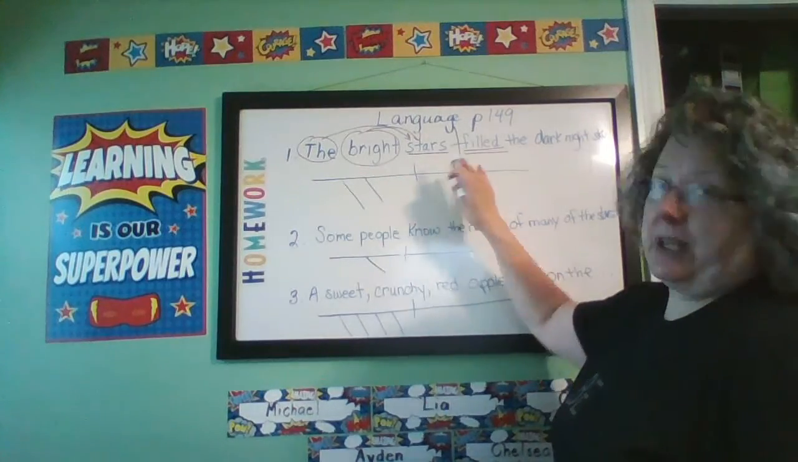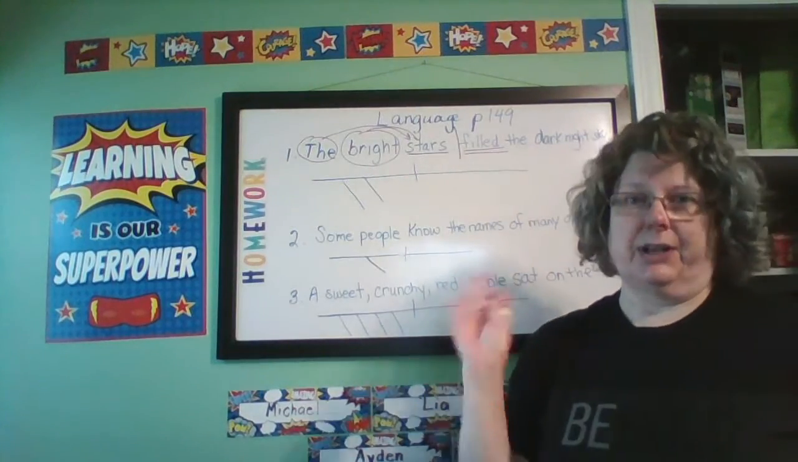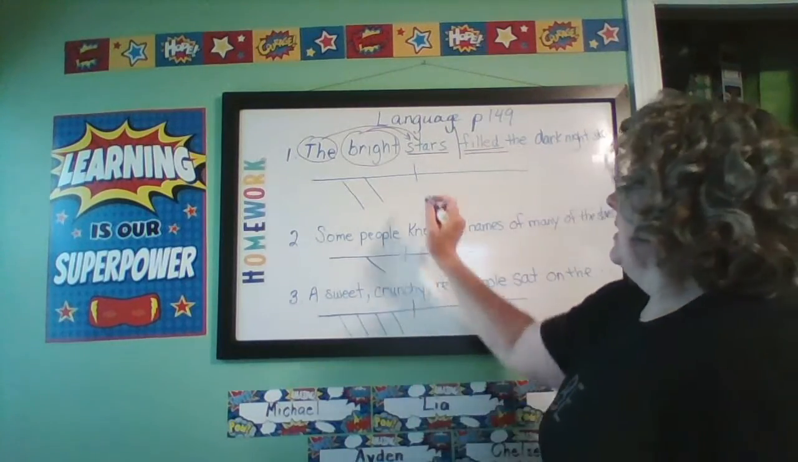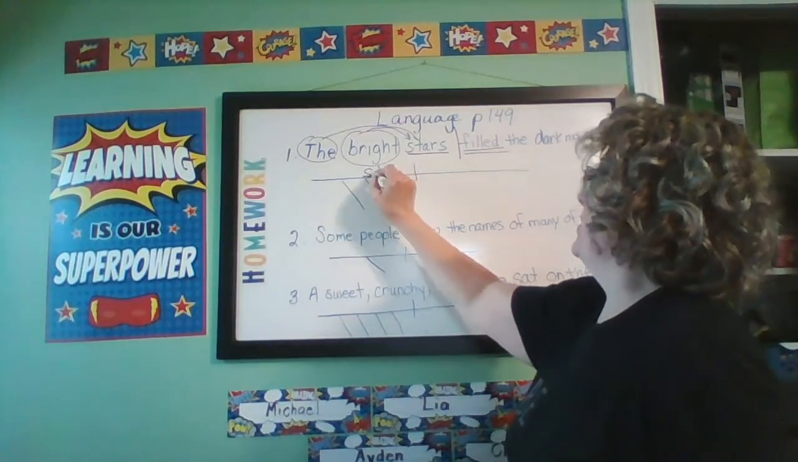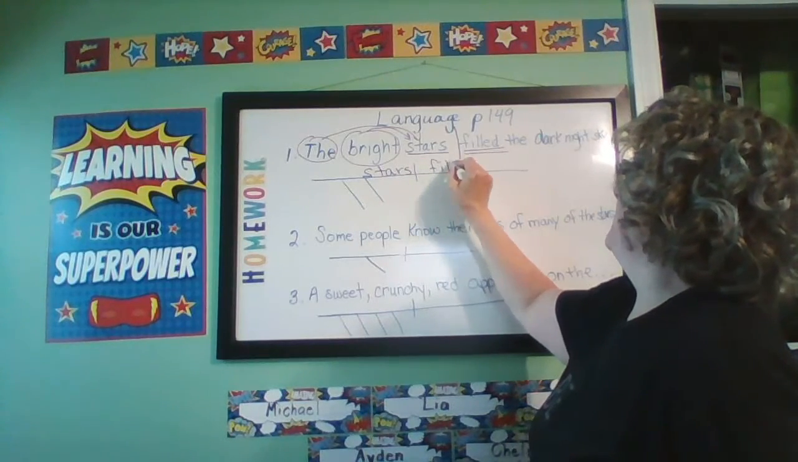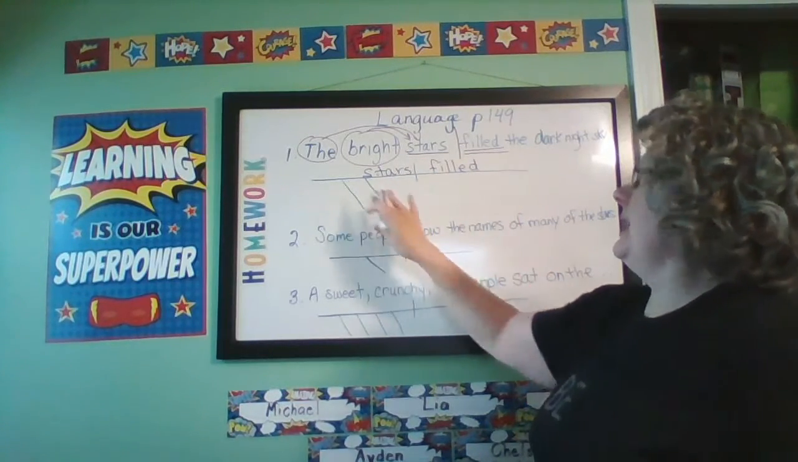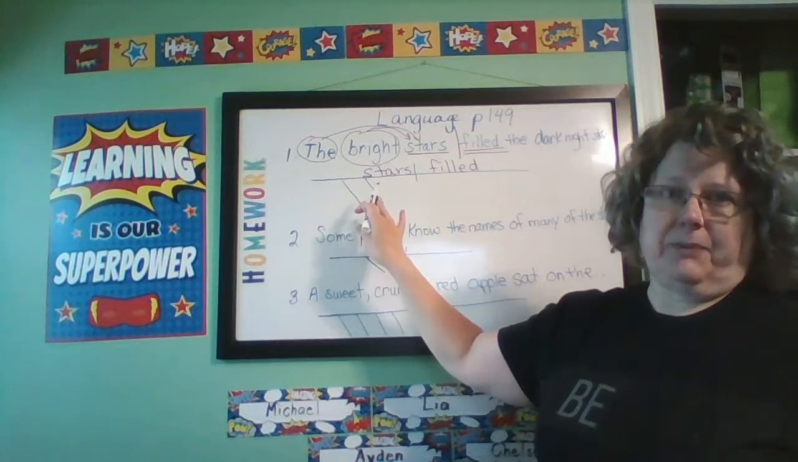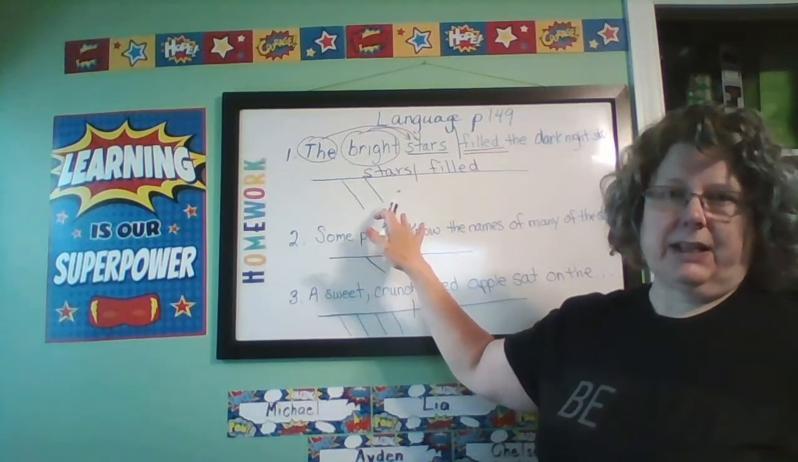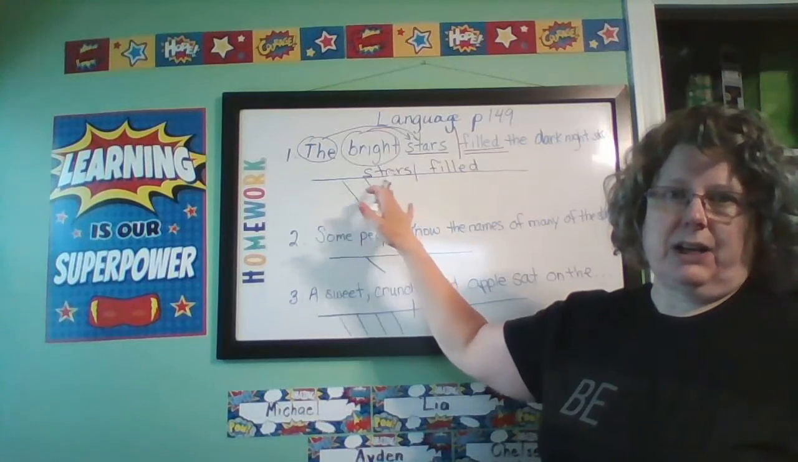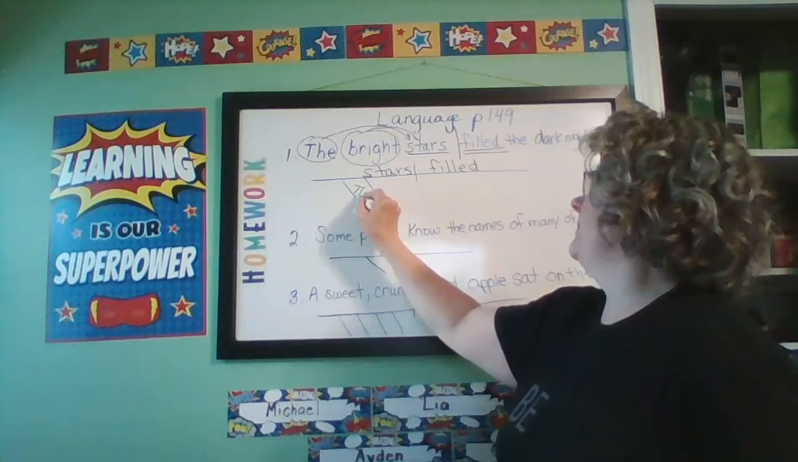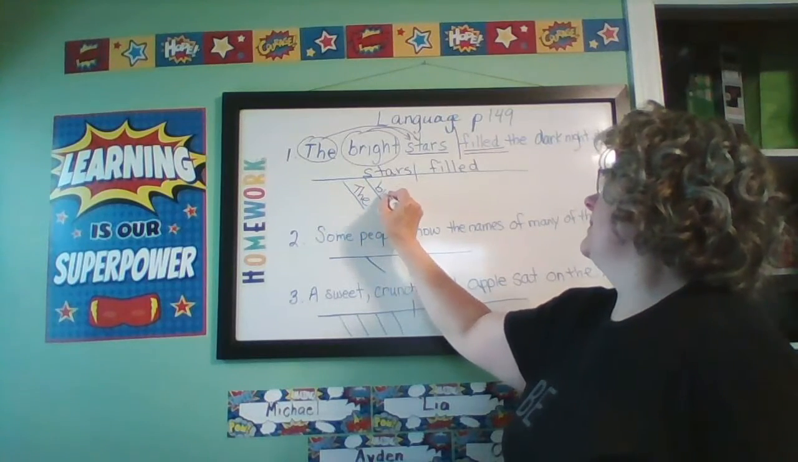So this first part is exactly like what we've already done a whole bunch of times. So we're reinforcing that. My subject goes here, stars, and my verb goes here, filled. But now I'm going to add my adjectives to the diagram. So they come down like slanty lines from the subject. And that tells us that they are describing the stars. So on those lines, I would write the, bright.